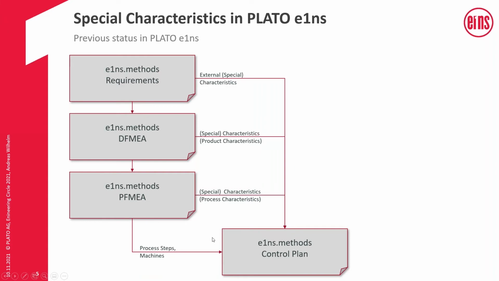Process steps and machines could be used for the control plan or assigned to the control plan, and then also the characteristics: the special characteristics, the externally defined ones, the design characteristics or product characteristics from the D-FMEA, and the process characteristics from the P-FMEA. And this is all linked together in one data model.